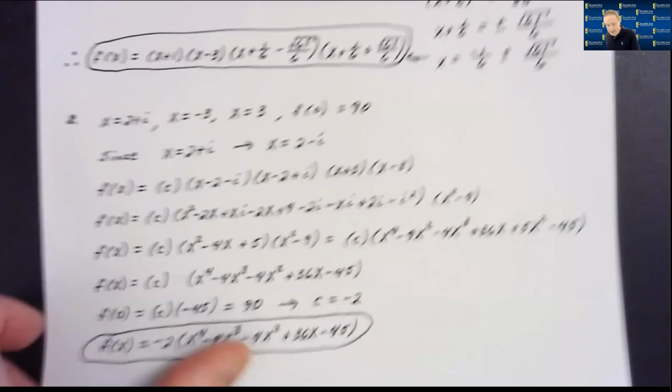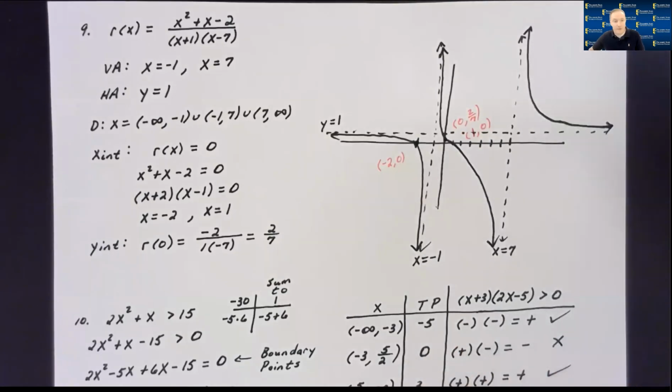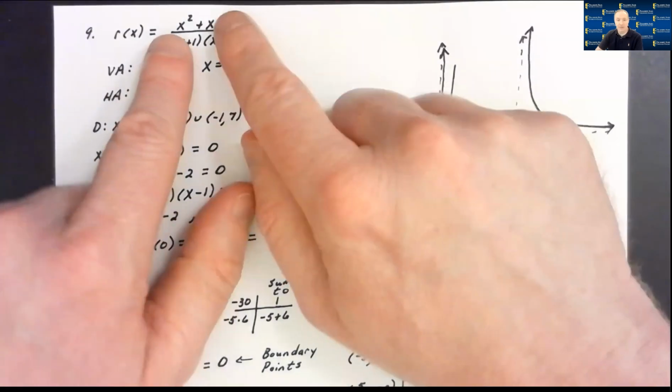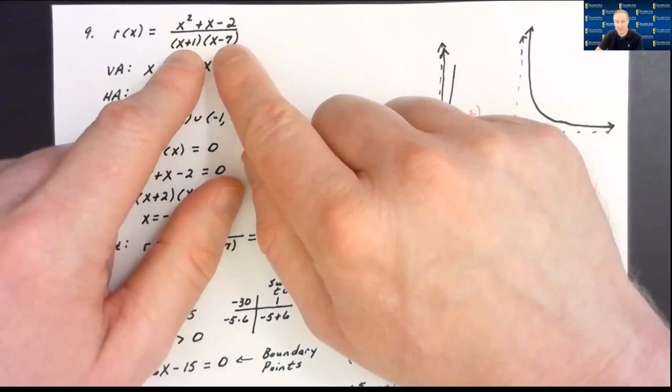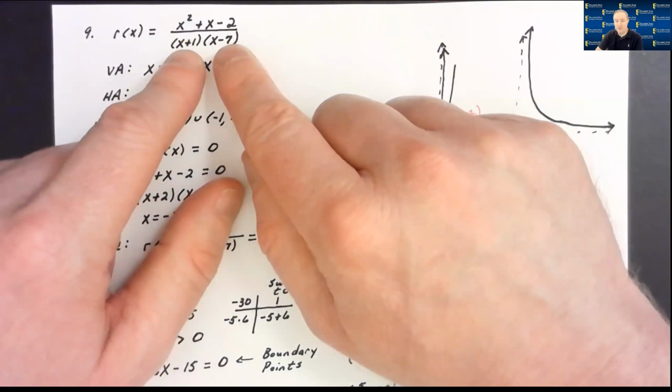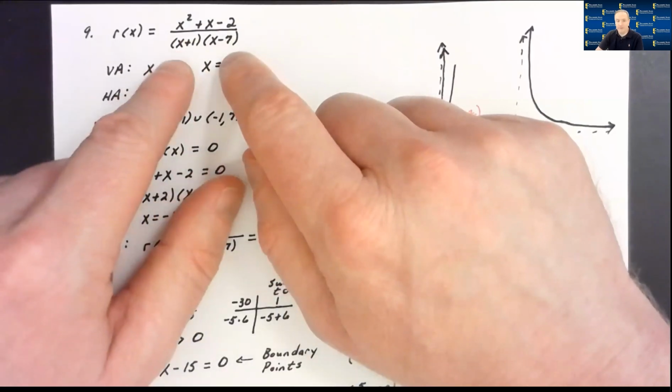Now, let's go ahead and take a look at our problems where we're looking at rational functions. For number 9, I give you the rational function x squared plus x minus 2 divided by x plus 1 times x minus 7. I ask you to list all asymptotes. So that's vertical asymptotes and horizontal asymptotes.